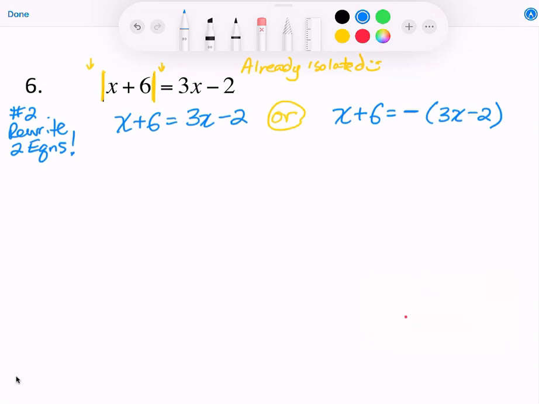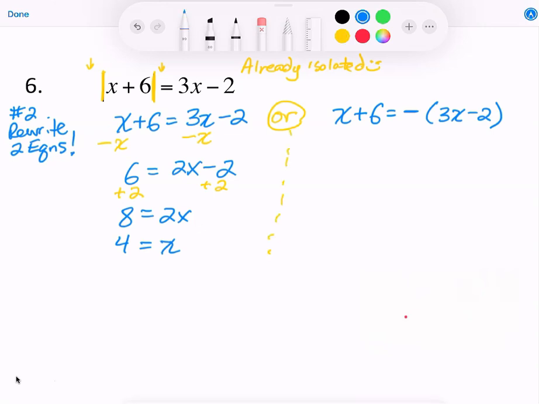Since we have a difference of two terms, we have to be careful to distribute the negative to both terms. So now when we solve on the left, we'd get, let's see, maybe I'll subtract x from both sides. Let me show you some intermediate steps here. I'm going to subtract x from both sides. So that gives us 6 equals 2x minus 2. Then I'm going to add 2 to both sides. That gives us 8 equals 2x. Divide both sides by 2, so x is 4. We'll check that in a second.